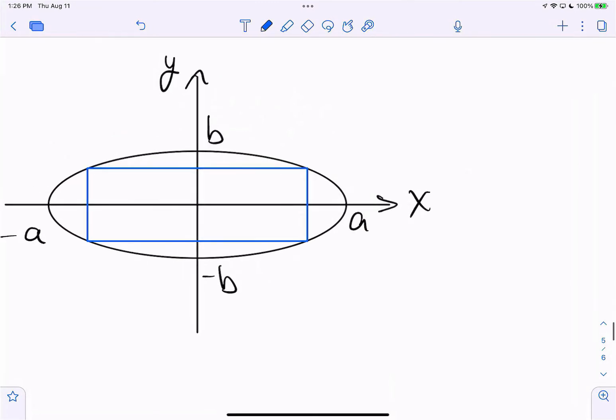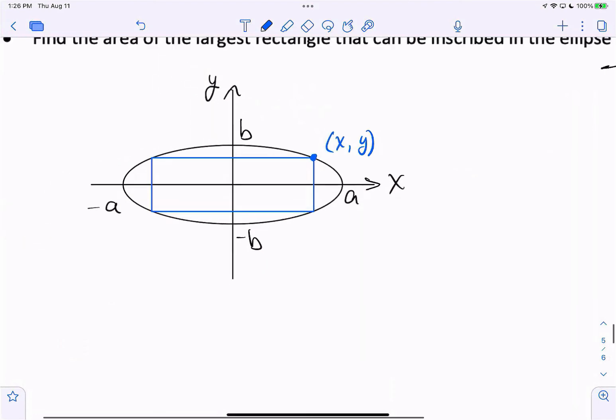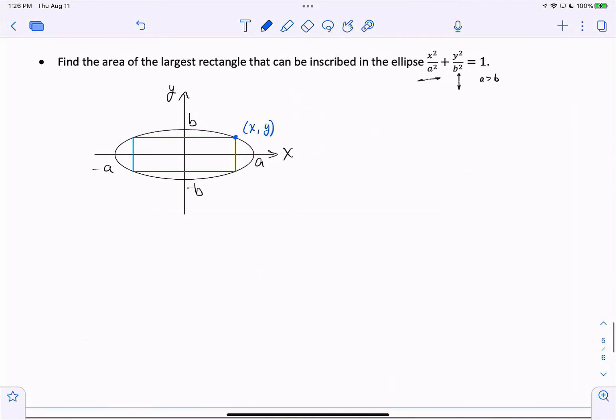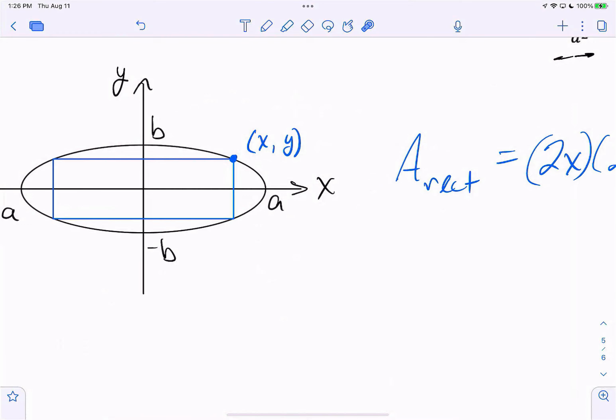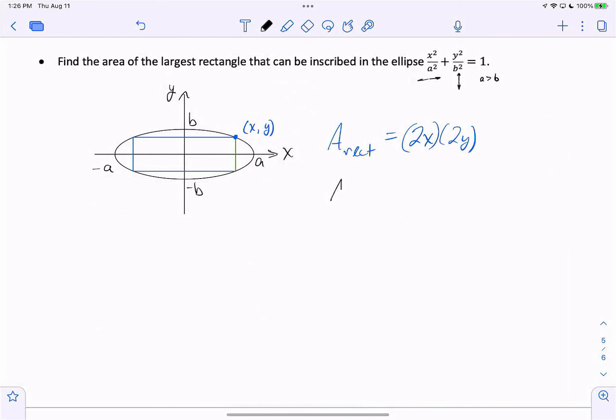I don't really care what the dimensions are. What I do care is that I can identify a point in the first quadrant and identify it as x comma y. Then I know that the area of the rectangle is equal to 2x times 2y. Where are the 2's coming from? If this is the x coordinate, then that's the distance between the y-axis and that point. We have a whole other distance to the left of the y-axis, so hence our 2x by 2y. So the area for our rectangle is 4xy.